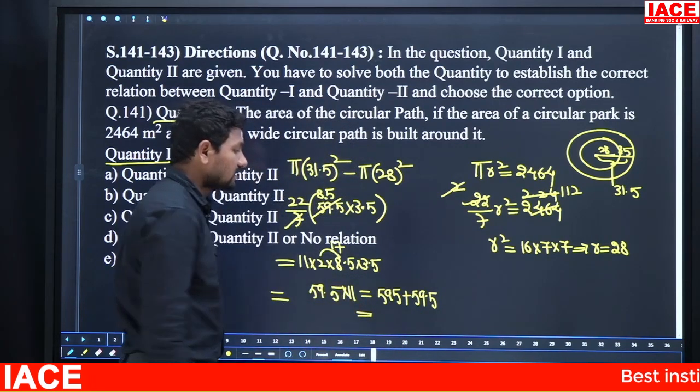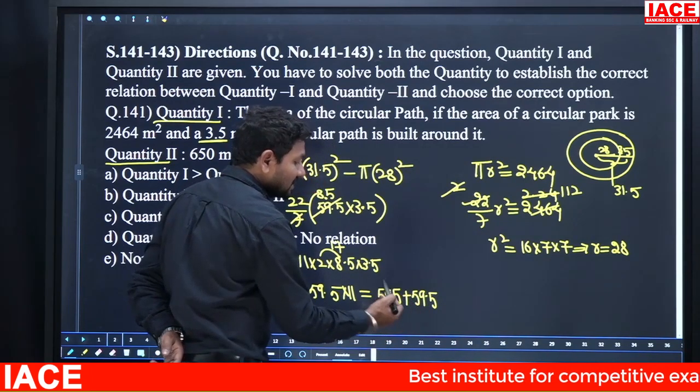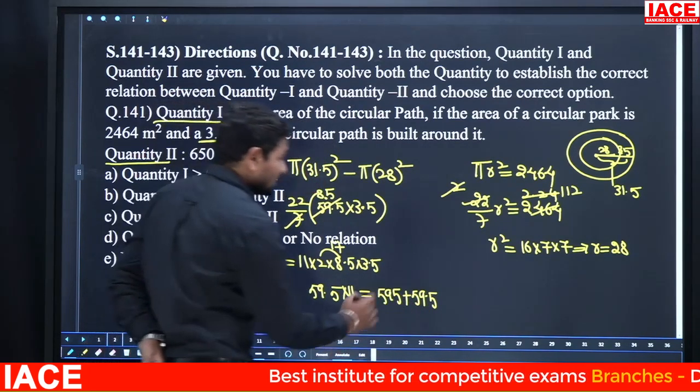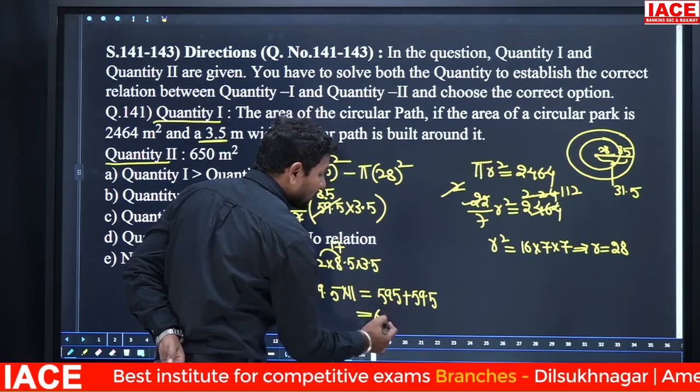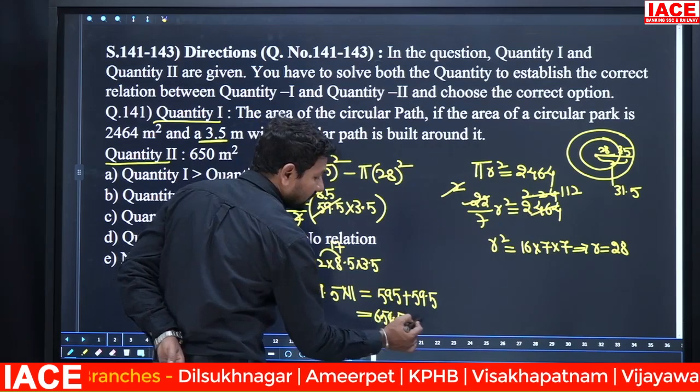Then you will get the value. For example, it is 59.5. Assume it is 60. 60 added, you will get 655. But finally our answer is 654.5.